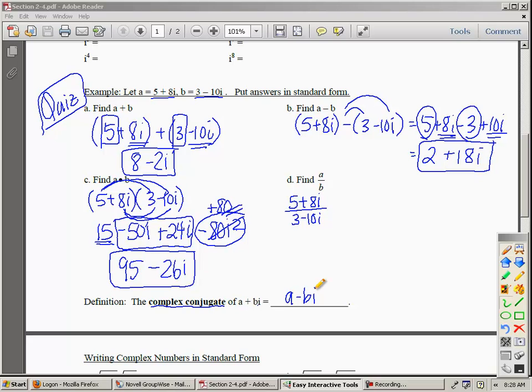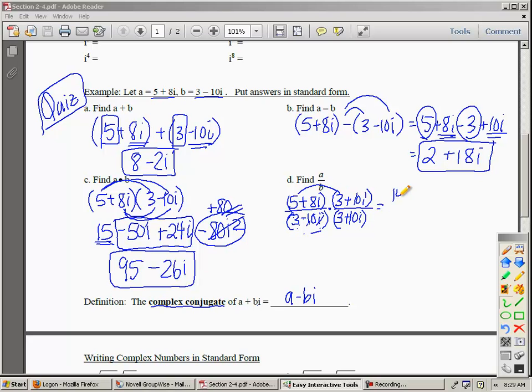So in this case, you always look at the denominator. I have 3 minus 10i. So my conjugate that I'm going to multiply by is 3 plus 10i. And you only change the i part. Please keep that in mind. You only change the i part. What you'll notice then is we have a binomial times a binomial on top and bottom. So we're going to FOIL.